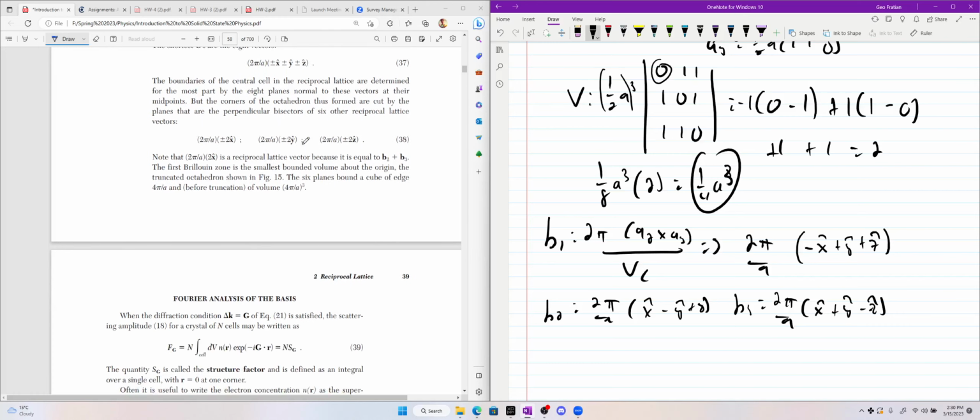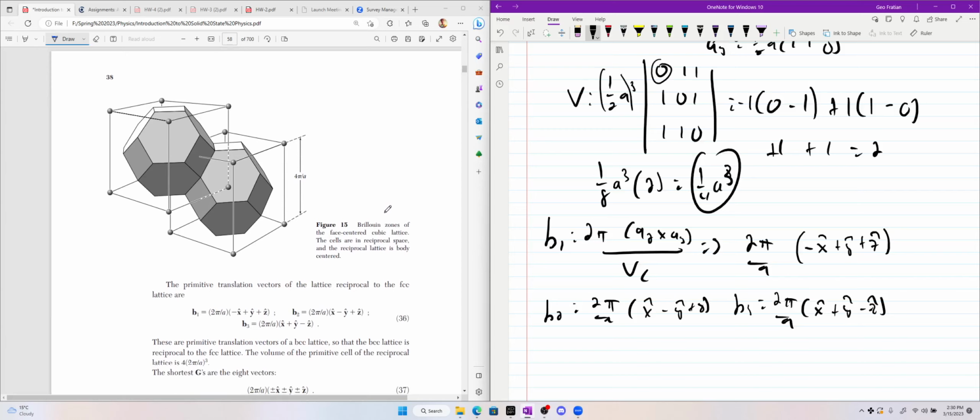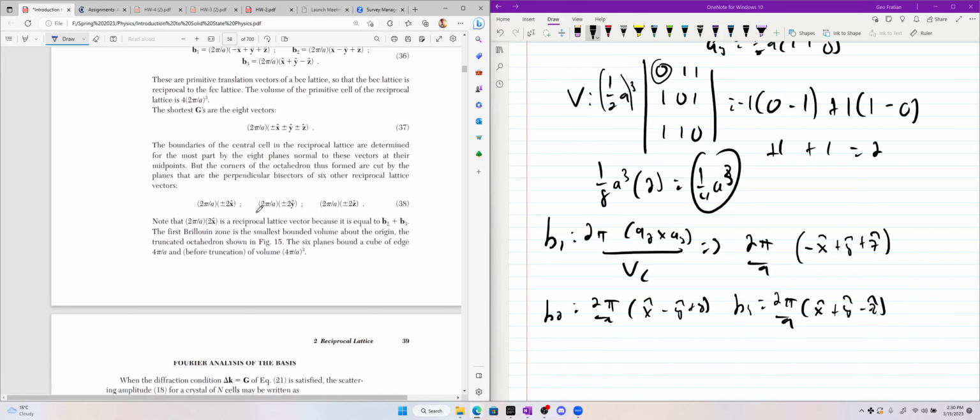So let's note that 2π/a times (2x) is a reciprocal lattice vector because it's equal to b2 plus b3, and so on. The first Brillouin zone is the smallest bounded volume about the origin in reciprocal space, and it's the truncated octahedron shown in figure 15. Here you go, the Brillouin zone of the FCC lattice. And we see that the reciprocal lattice is body-centered, right? And we just have all these planes, and we get 1, 2, 3, 4, 5, 6, 7, 8, and so forth.